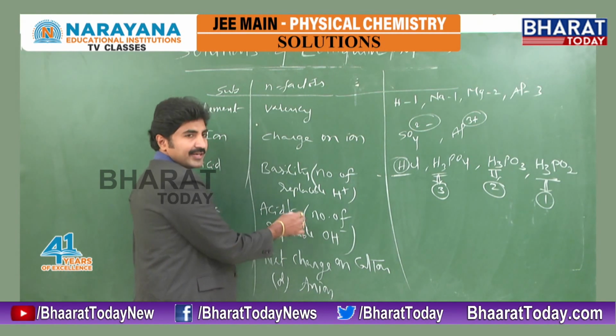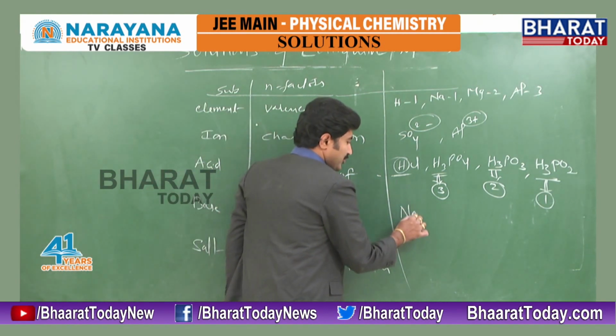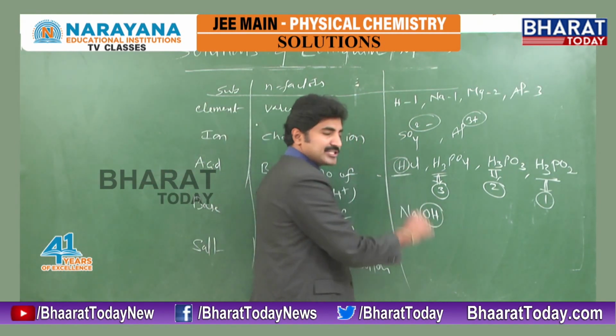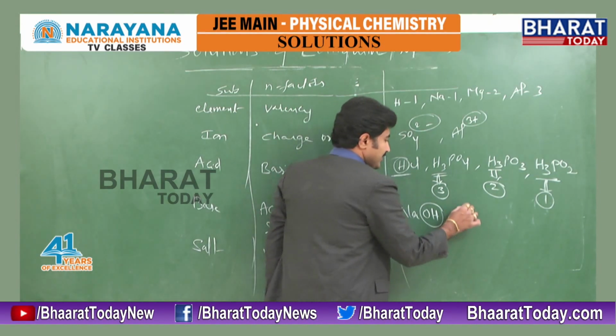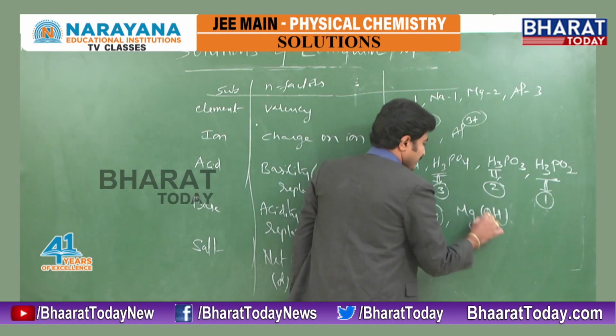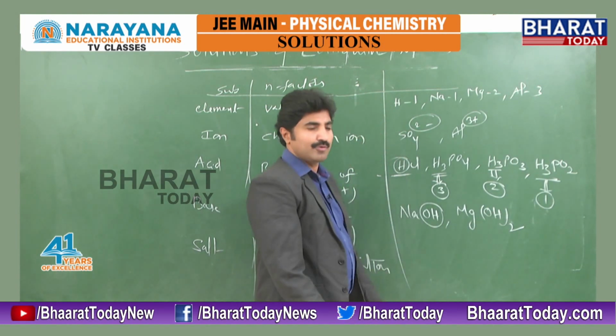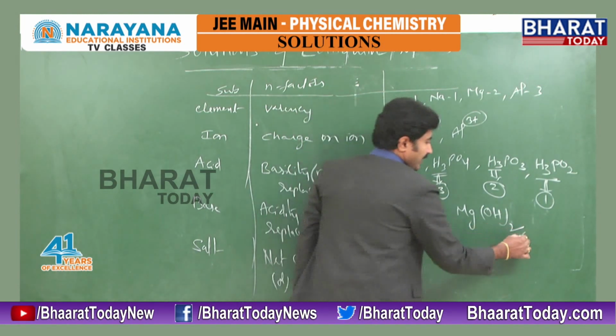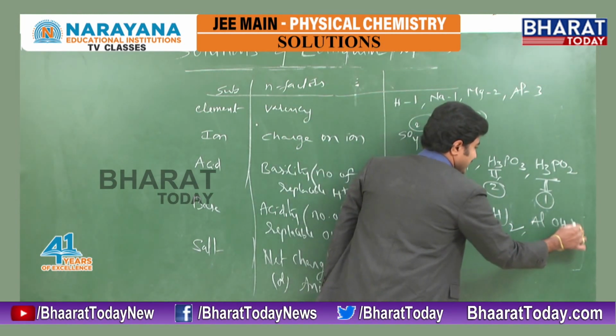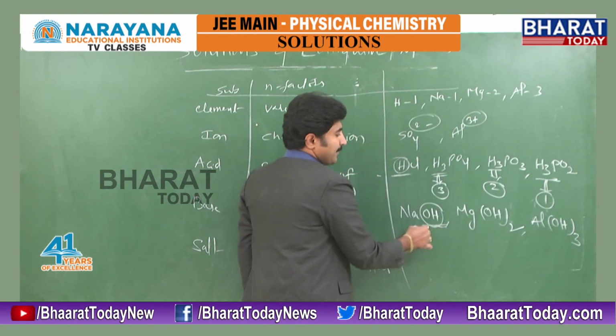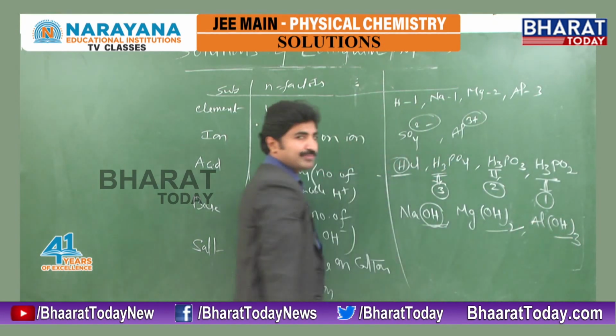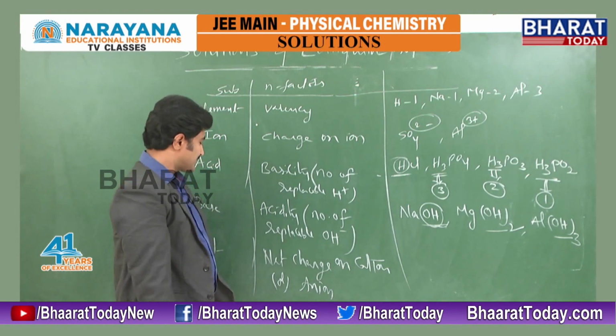Similarly, for base, n factor is acidity. If you take sodium hydroxide, there is 1 replaceable OH minus. Magnesium hydroxide, there are 2 replaceable hydroxide ions. And aluminum hydroxide, there are 3 replaceable hydroxide ions. Based on number of replaceable OH minus, we can write this acidity.